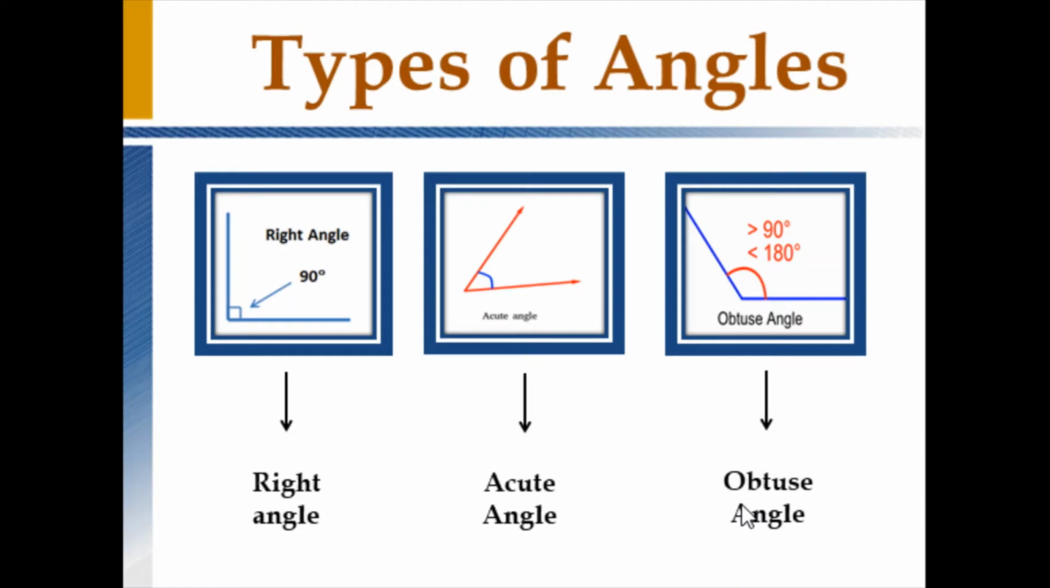Okay, so there are three types of common angles. First, we have the right angle, acute angle, and obtuse angle. A right angle measures 90 degrees. An acute angle measures less than 90 degrees and an obtuse angle measures greater than 90 degrees but less than 180 degrees. As I have said, there are a lot of real-life objects that show these three types of angles.